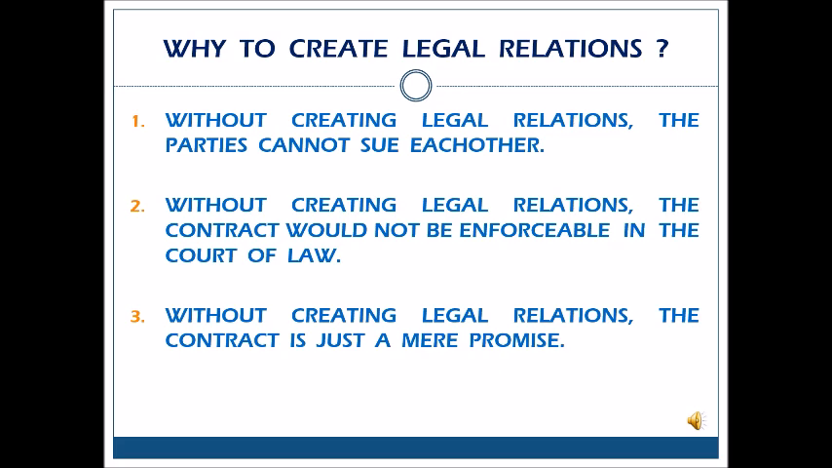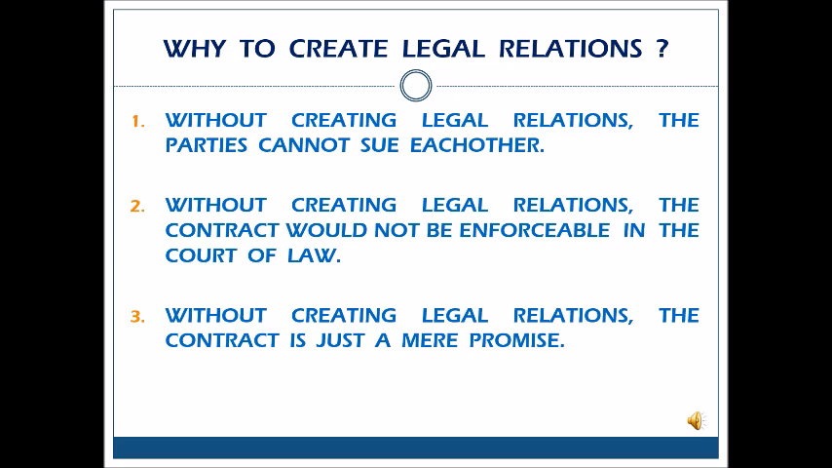The second point is, without creating legal relations, the contract would not be enforceable in the court of law. This is quite similar to the first point. If you want your contract to be enforceable in the court of law, and you're not sure whether the party may perform the contract, and you want some kind of surety and support, you have to create a legal relation in order to get validity and to perform your contract in front of the court of law. So this is the second point.